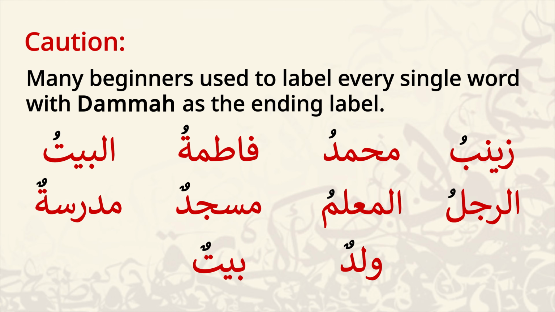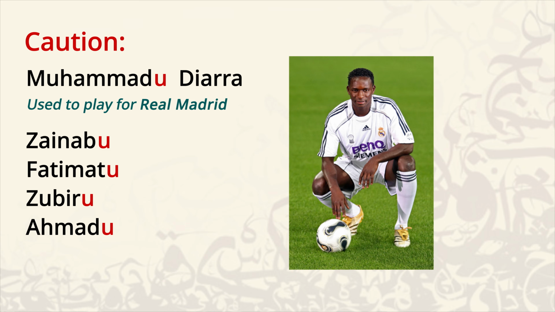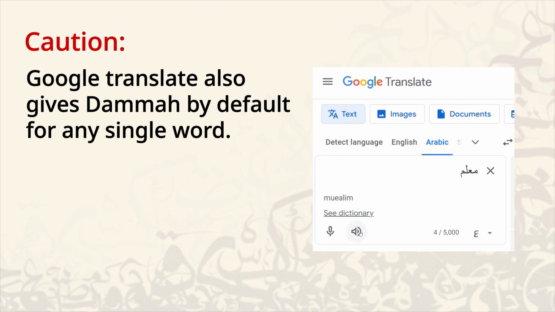Like the name of this football player, Muhammadu. And it happens with lots of names: زينب, فاطمة, زبير, أحمد. Even Google Translate, if you type any single word, it will pronounce it with ضمة.